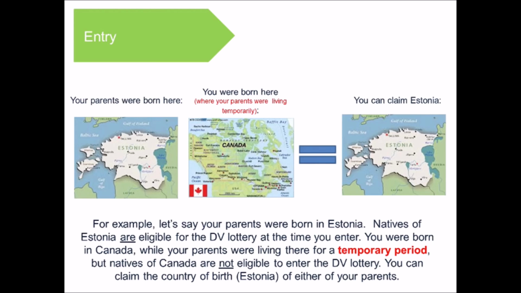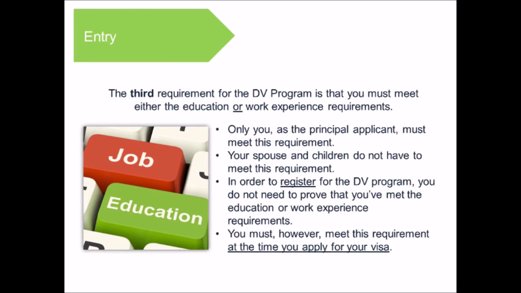The third requirement for the DV program is that you must meet either the education or work experience requirements. Only you, as the principal applicant, must meet this requirement. Your spouse and children do not have to meet this requirement. In order to register for the DV program, you do not need to prove that you've met the education or work experience requirements. You must, however, meet this requirement at the time you apply for your visa.